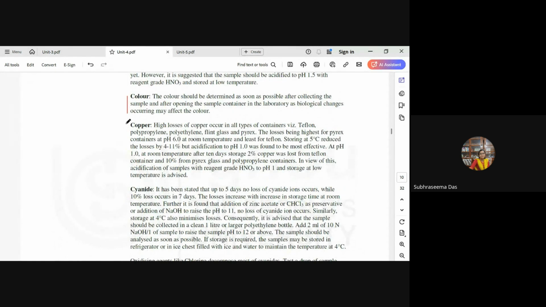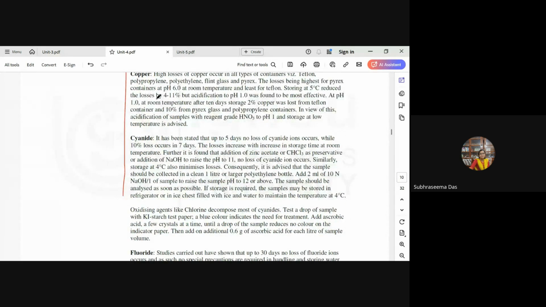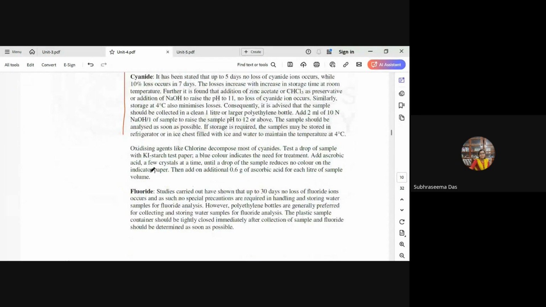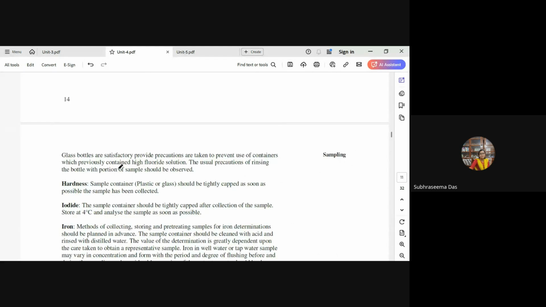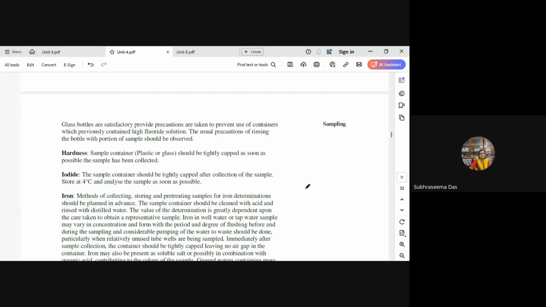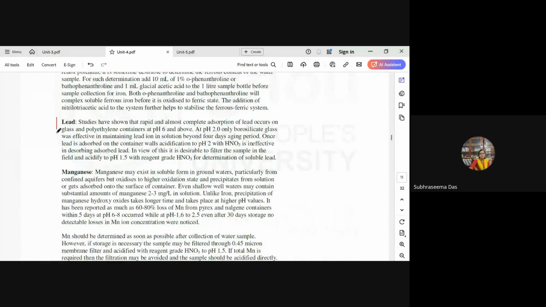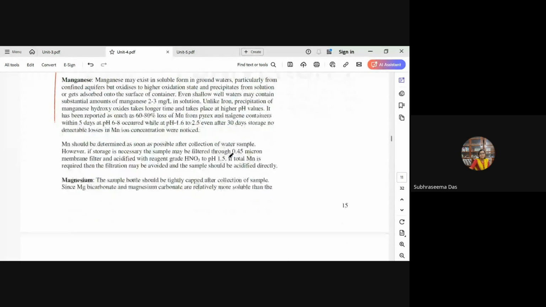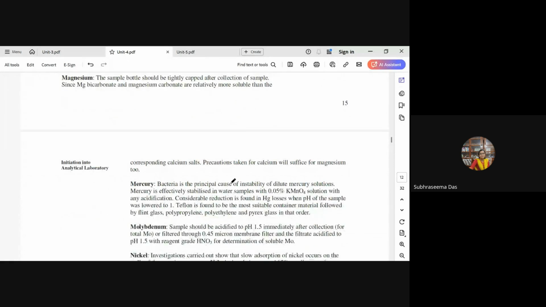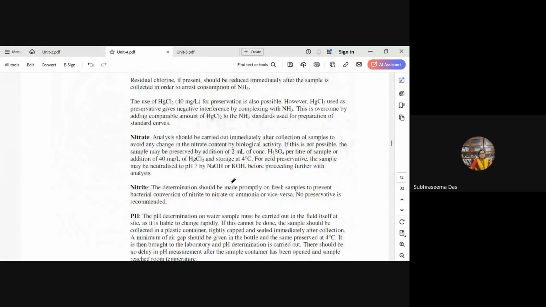Other methods have also been developed for the preservation of metals like copper and ions like cyanide, fluoride, and to indicate the hardness of the water. Here the plastic container should be tightly capped. For the preservation of iodine, it should be tightly capped and stored at 4 degrees centigrade. So these are some of the processes that have been written for how we can preserve the different components of the water.